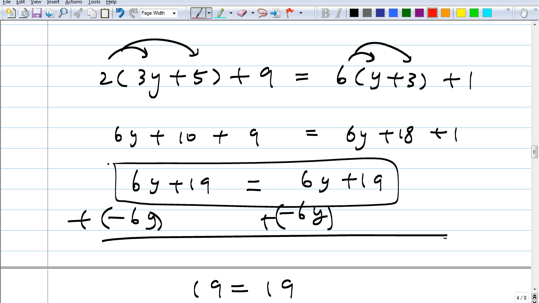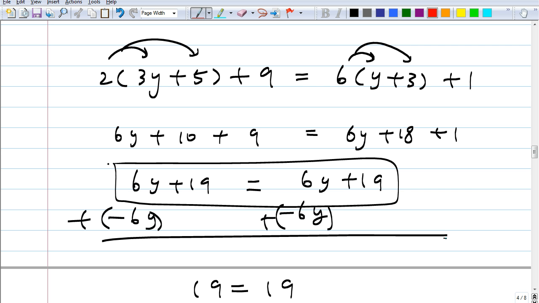So what does it mean? What does 19 equal to, by the way? 19. And if you got rid of 19, what does 6y equal to? 6y. So what does this mean? Identity. What does it mean in terms of solution? In terms of solution, Spencer? Y can be any number. Y could be any number you want.